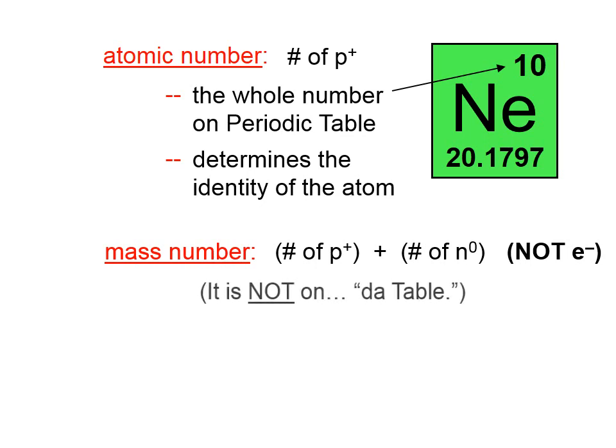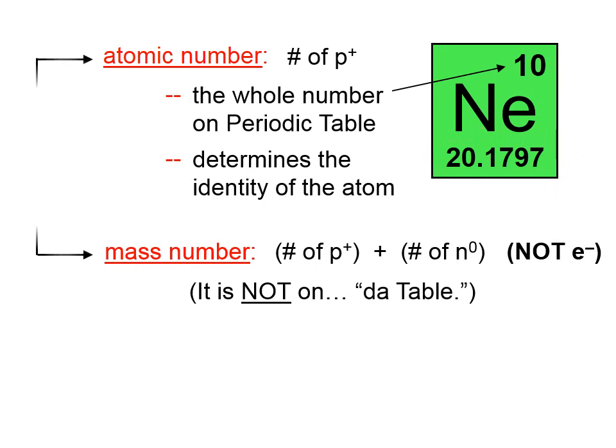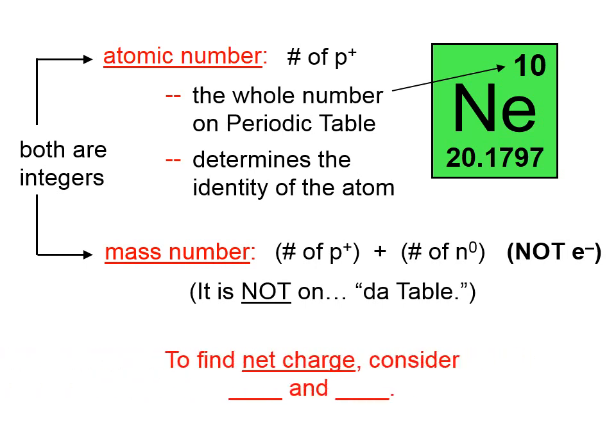The mass number is not found on the periodic table. There is a strong tendency among some first-year chemistry students to think that this number here is the mass number for all neon atoms. It is not. It is an average number. So the mass number for an atom will be an integer. It's simply the protons plus the neutrons.